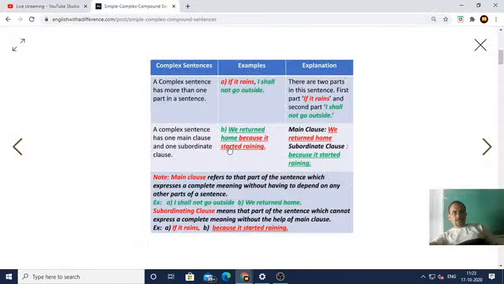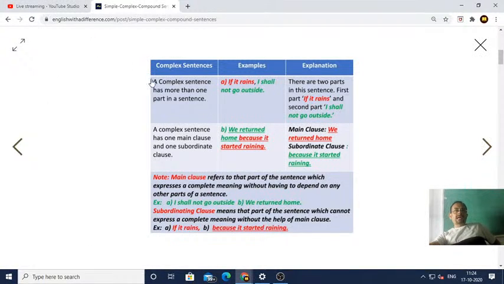Okay, let's find out. Sania, all of you are absolutely wrong actually. Why am I telling you? It is the green part which is showing complete meaning, expressing complete meaning without having to depend on the other part of the sentence. Understood? So therefore, you are wrong here.